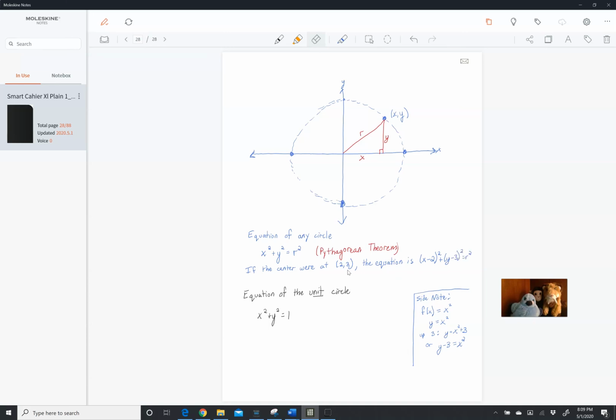And this is equal to r squared. And if the center were at, let's say, c comma d, then the equation would be x minus c squared plus y minus d squared is equal to r squared.